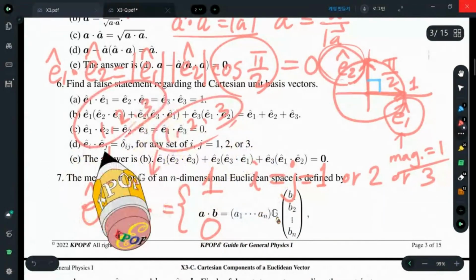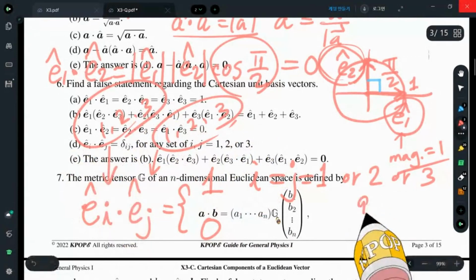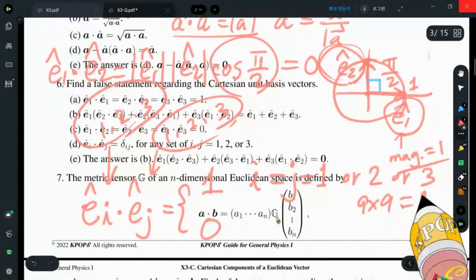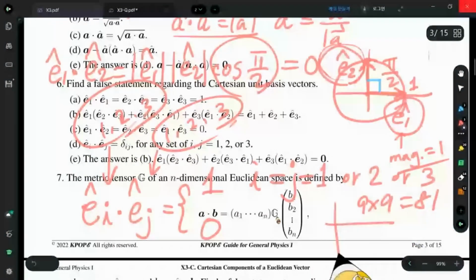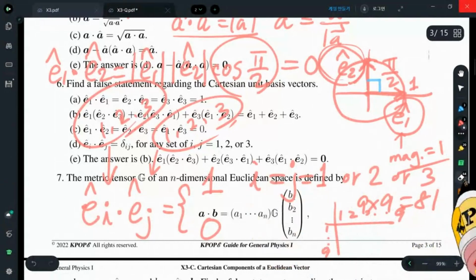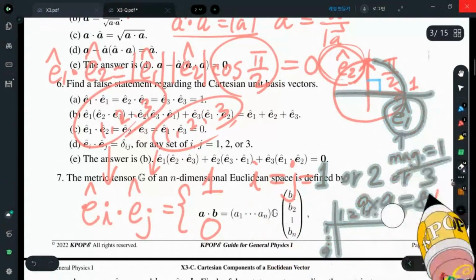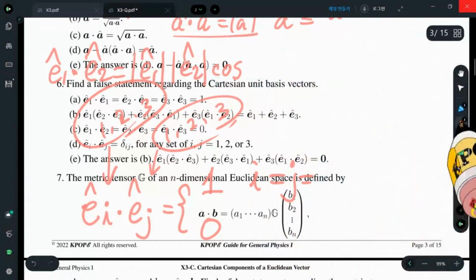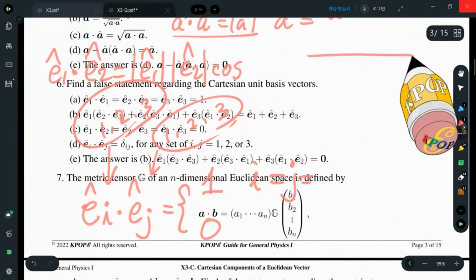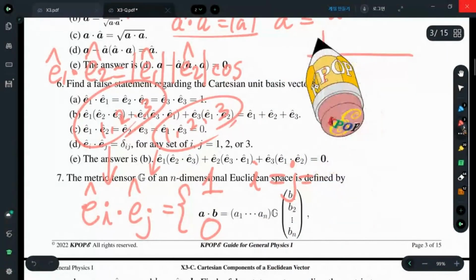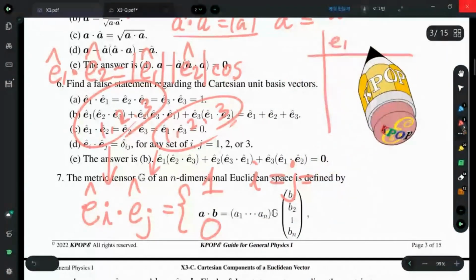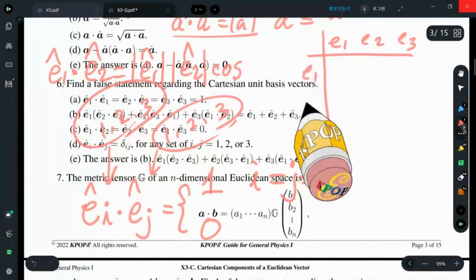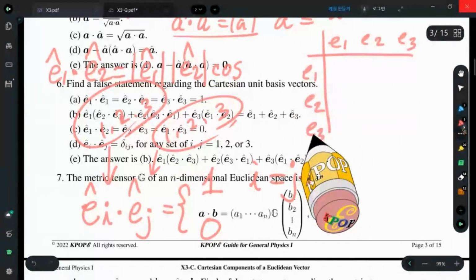So in the multiplication table, you have 9 times 9, right? 81, you know. 9 by 9, 1, 2, 3 to 9. You had a multiplication table in elementary school. Perhaps you learned it at 5 before entering elementary school. We can make a multiplication table for e1, e2, e3 and e1, e2, e3.